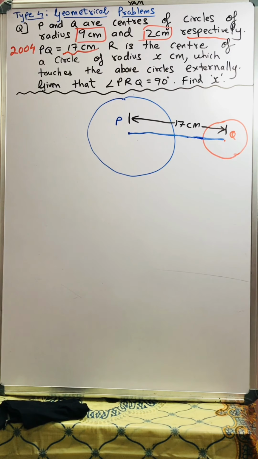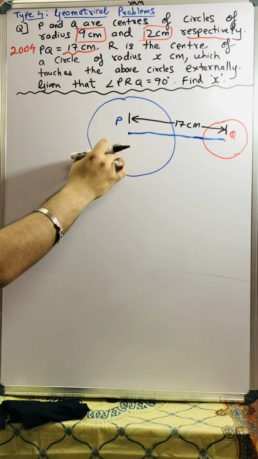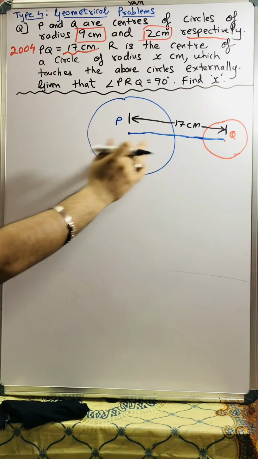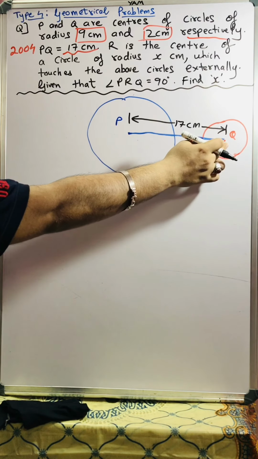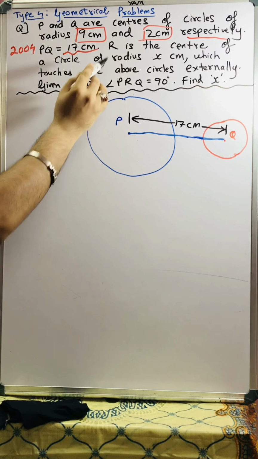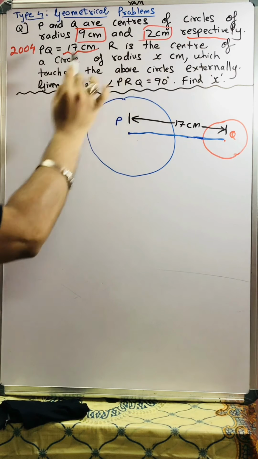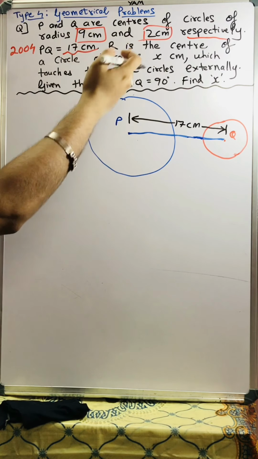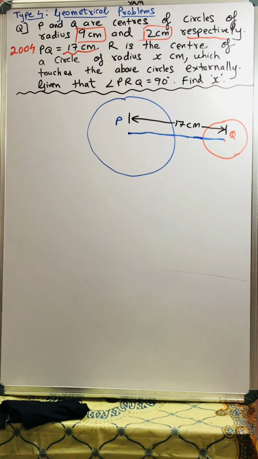Okay. So P is the center of a circle with radius 9 centimeter. I'll write afterwards the radius. Q is a circle with center Q, radius 2 centimeter, and distance between P and Q is 17 centimeter. Let's read ahead. R is the center of a circle. So they are speaking about a third circle. R is the center of a circle with radius x centimeter.